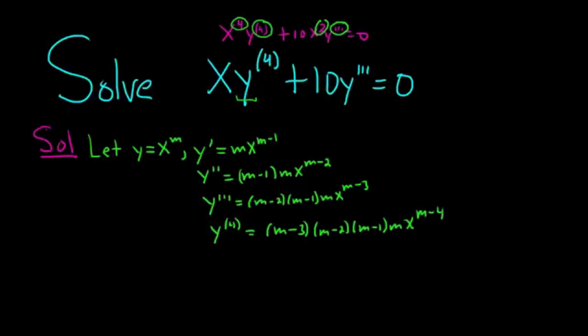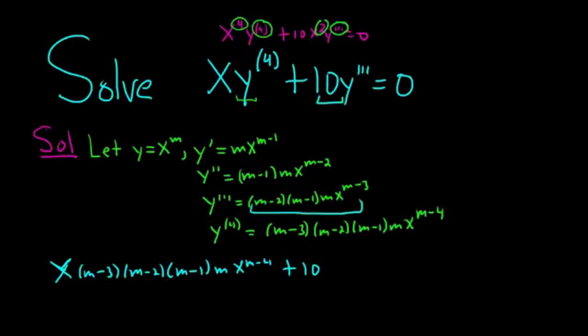Now what we're going to do is plug everything back into the differential equation and solve for m. So we have x times that huge 4th derivative. That was m minus 3, m minus 2, m minus 1, m, and then x to the m minus 4, plus 10 times the third derivative, which is m minus 2, m minus 1, m, x to the m minus 3. And that's all equal to 0.